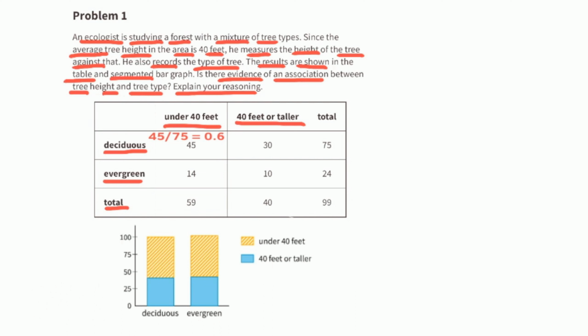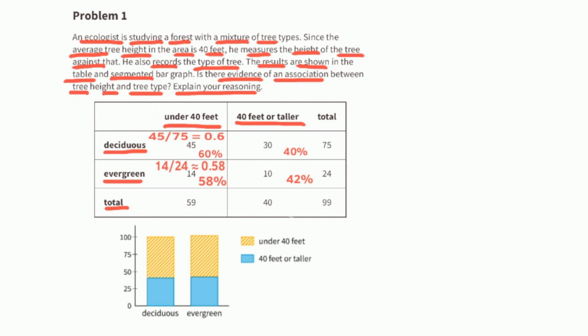45 out of the 75 deciduous trees are under 40 feet. That's equal to 60% of the trees. So 60% of the deciduous trees are under 40 feet. That means that the remaining 40% of the deciduous trees must be 40 feet or taller. 14 of the 24 evergreen trees are under 40 feet. That's about 58%. That means that the remaining 42% of the evergreen trees must be 40 feet or taller.